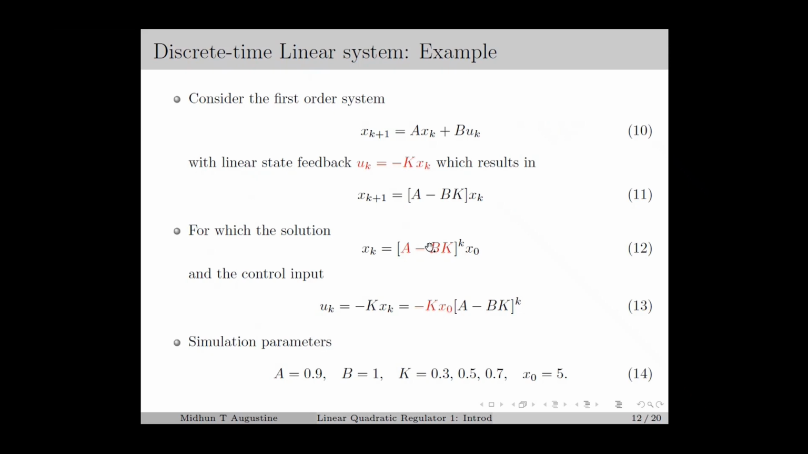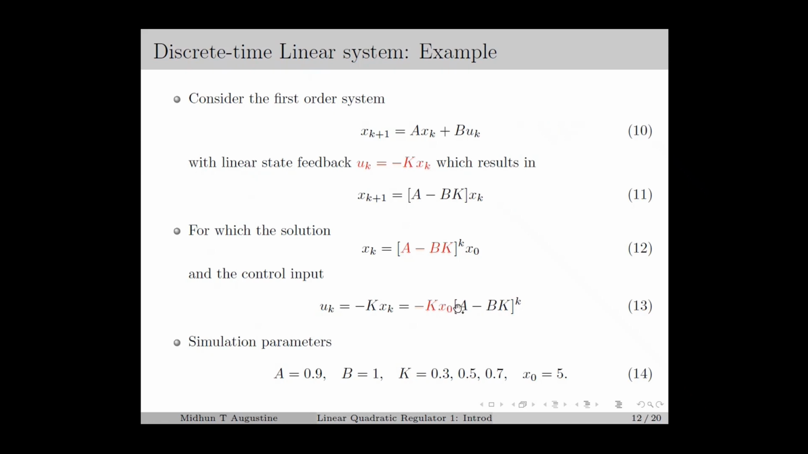Here a minus bk is a scalar, and the convergence rate of this exponential function depends on the magnitude of a minus bk. Now we have the control input equal to minus k times xk, which is equal to minus k x0 into a minus bk raised to k. At k equal to 0, we have a minus bk raised to k equal to 1. Therefore, the initial value of the control input will be equal to minus k times x0.